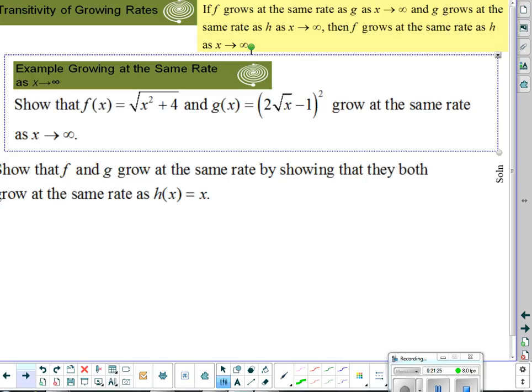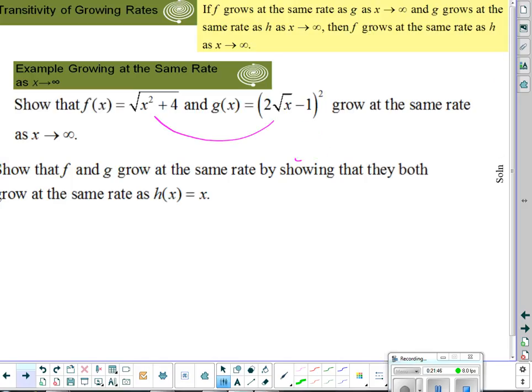So our example, growing at the same rate. Show that f of x, which is the square root, and g of x, which is 2 square root x minus 1 quantity squared, grow at the same rate as x goes to infinity. Rather than doing a direct comparison like we have been doing, like we've been putting f of x over g of x, let's introduce another function. So we're going to bring in an additional function. So let us introduce another function.